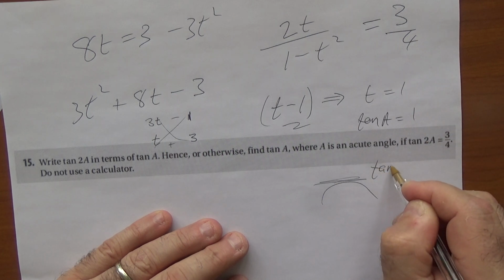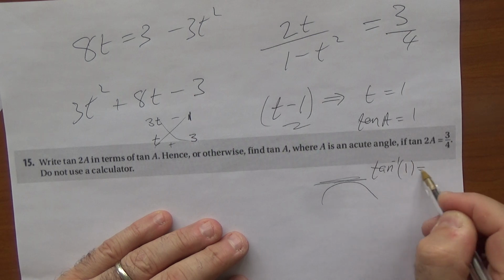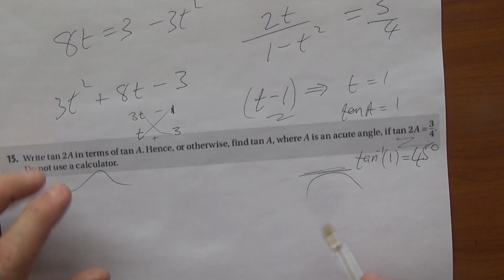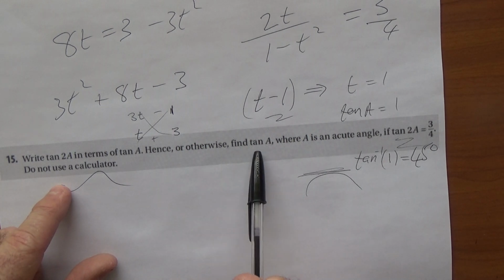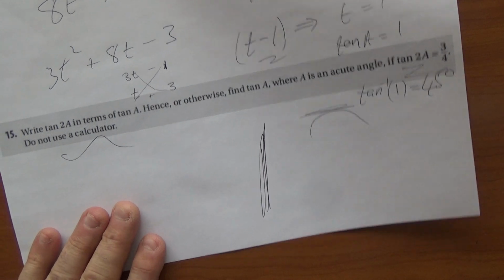Inverse tan. The principal value for inverse tan of 1 is 45 degrees. Do not use a calculator. And be careful, I'm giving the answer. Find the tan of A. So the tan of A, the answer is 1, because they didn't ask for the angle, they asked for the tan of it.